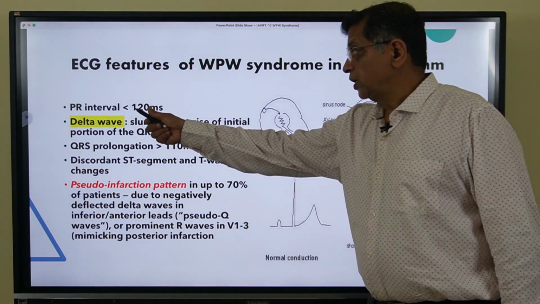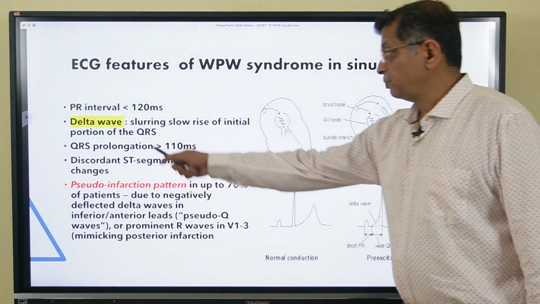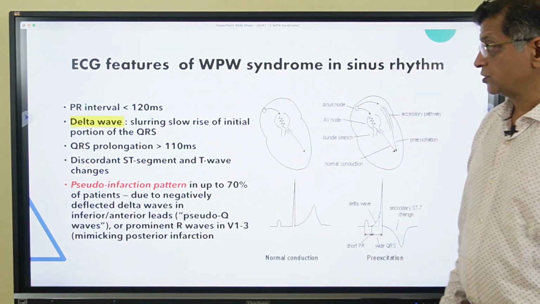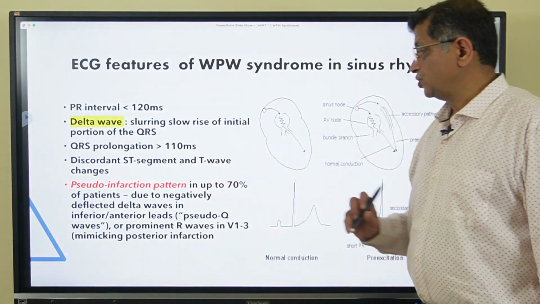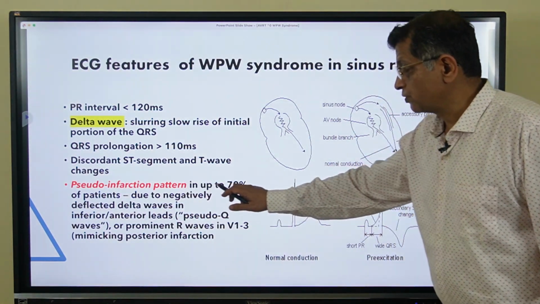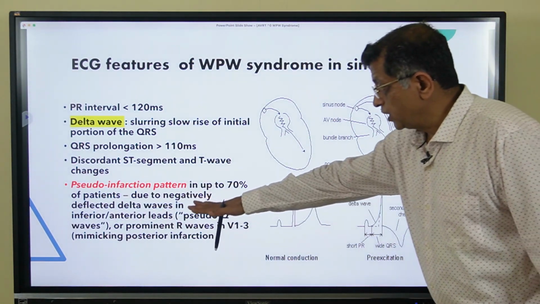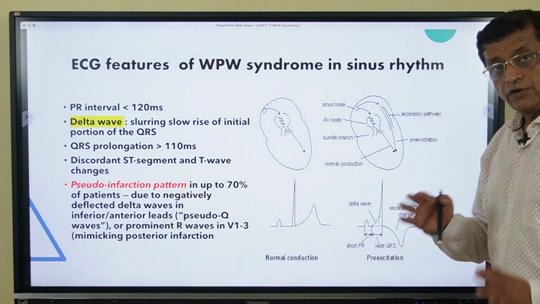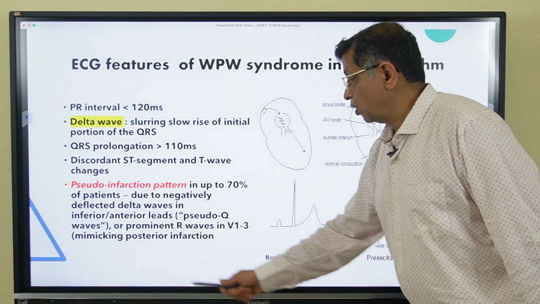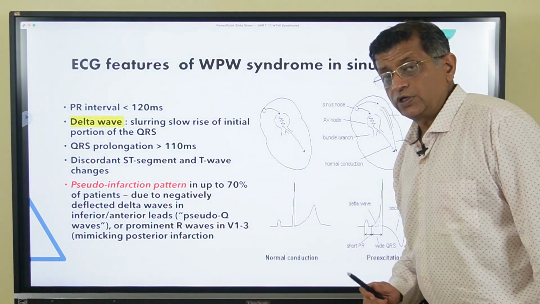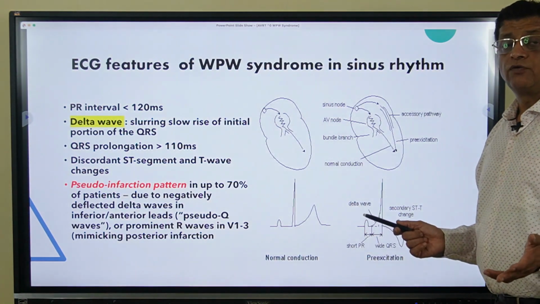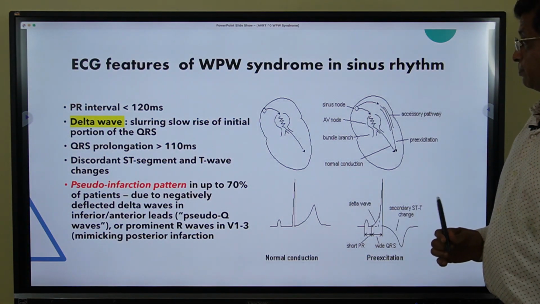To repeat: PR interval less than 120 milliseconds, the typical delta wave, QRS prolongation more than 110 milliseconds, discordant ST-T changes. Lastly, there is something called a pseudo-infarction pattern in up to 70% of patients due to negatively deflected delta waves in inferior or anterior leads or prominent R waves in V1 to V3. Sometimes a novice could interpret it as infarction. We'll see an example.